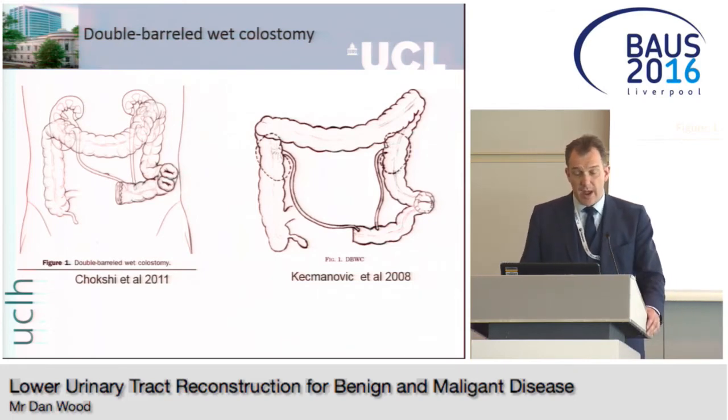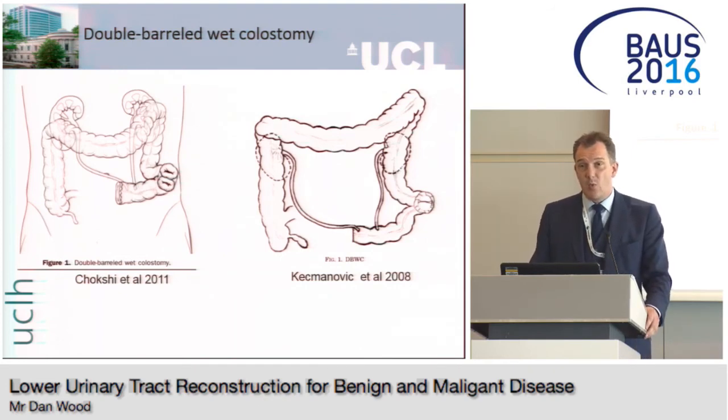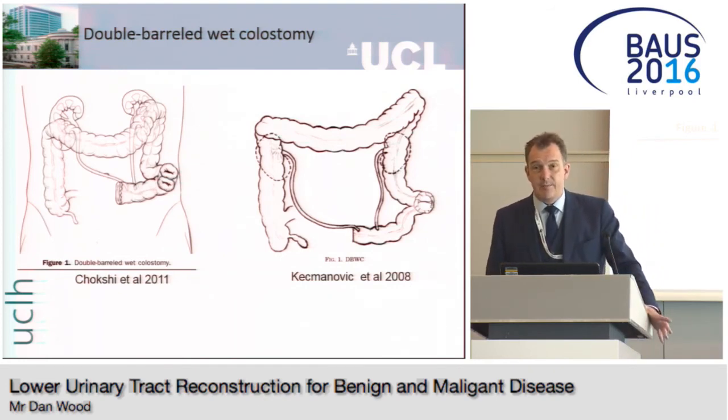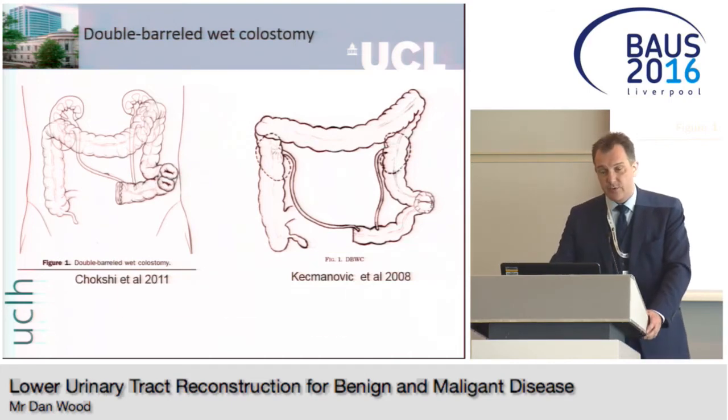This is where you have two parts of colon brought up as a double-barreled colostomy. The distal tail has the ureters plumbed into it, and the proximal tail is the bowel stream that comes out into the same bag. It saves the patients from having to manage two bags, and it's operatively relatively straightforward to do.